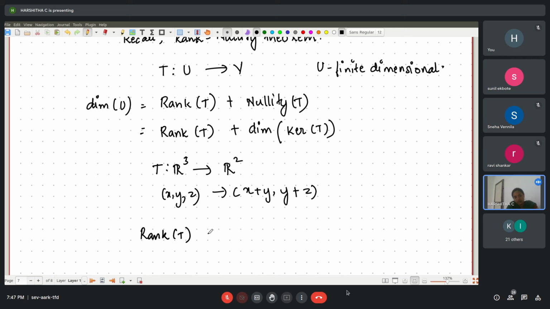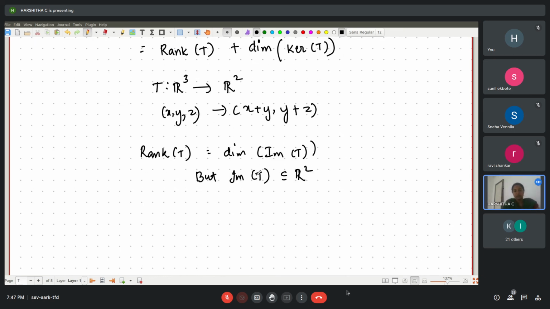Rank of T is equal to dimension of image of T, but image of T is actually a subspace of R2. So the dimension can be at most 2. Forget what it is here, but at most 2 is always less than or equal to 2.